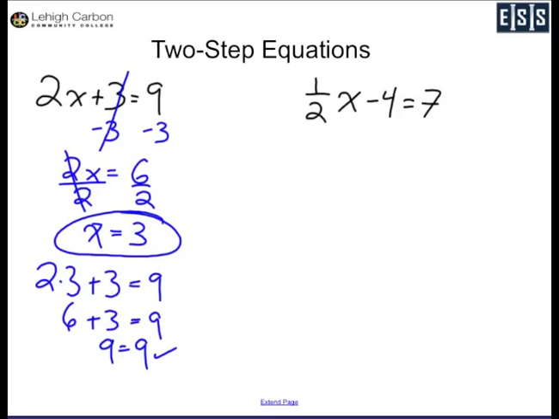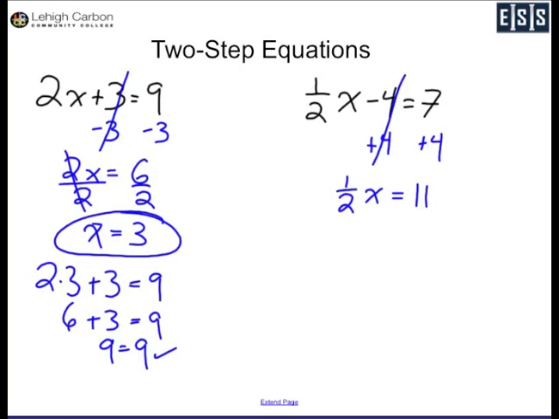Next we have 1/2 times x minus 4 equals 7. Again, I'm going to start by undoing my subtraction, because I'm doing PEMDAS backwards. So to undo subtracting 4, I add 4. Those are going to cancel. I have 1/2 x equals 11.